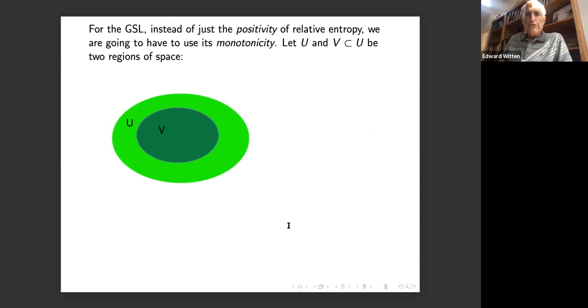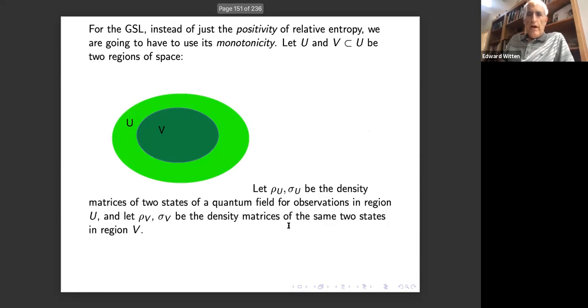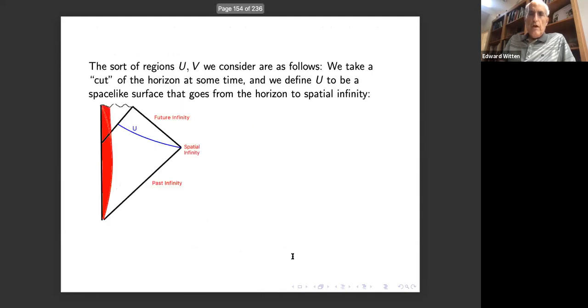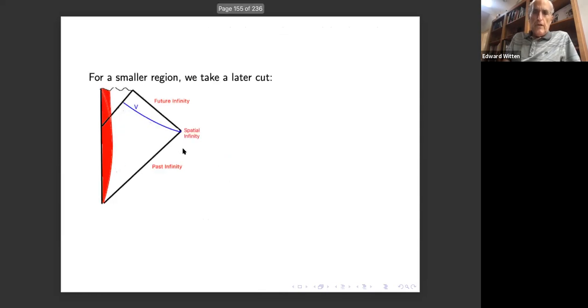U and V will be two regions of space where V is smaller than U. And rho U and sigma U are the density matrices of two states of a quantum field for observations in region U. Similarly, rho V and sigma V in region V. Then monotonicity of relative entropy says that the relative entropy in the smaller region is less than that in the bigger region. How are we going to apply that for the generalized second law? Well, the regions U and V we'll consider are the following. U stretches from the horizon to spatial infinity. And V stretches from the horizon to spatial infinity at a later time.